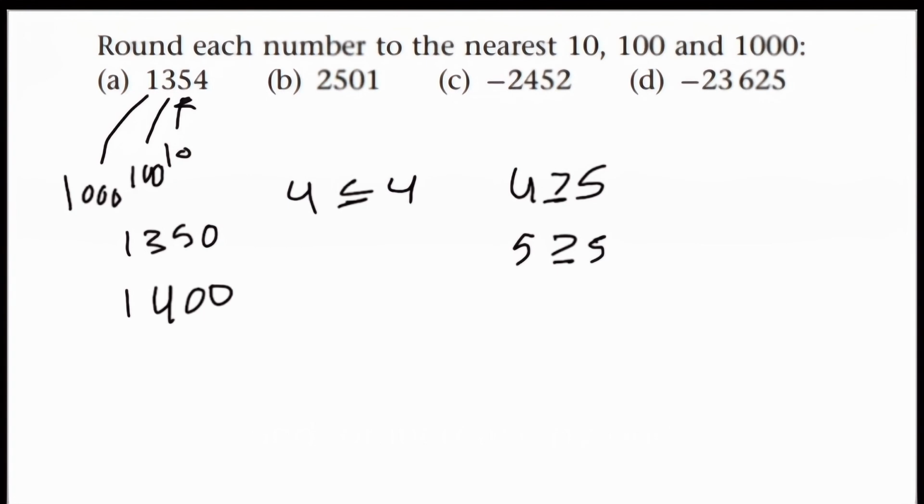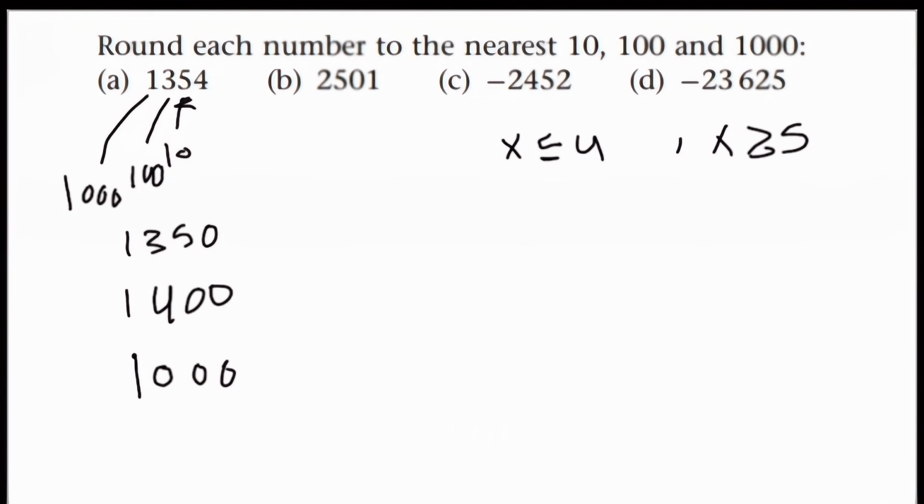Now round to the nearest 1000. Which number is in the 1000 place? 1. Which number is before it? 3. In which category? 3 is less than or equal to 4. So it will be the same, and we put 0 in its place. It will be 1000.